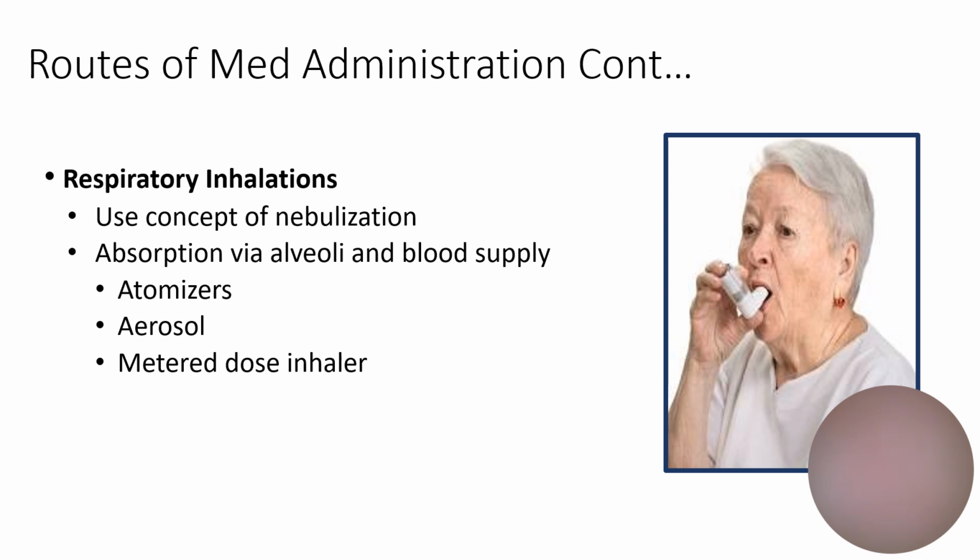Absorption via alveoli and blood supply. Atomizers. They disperse the medication in the form of large droplets. Aerosols suspend the droplets of medication in a gas, like oxygen. Then a metered dose inhaler is a type of nebulizer that delivers measured doses of a nebulized drug.